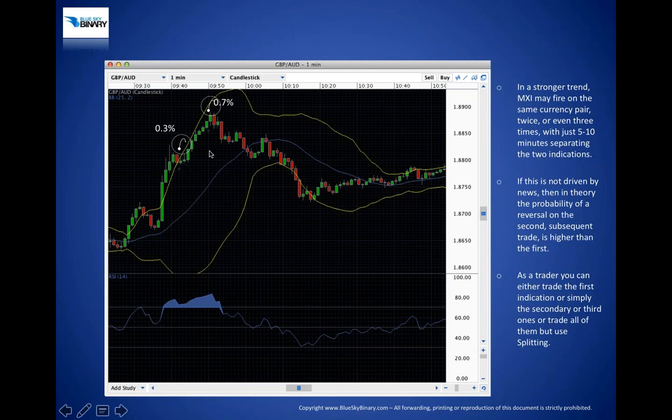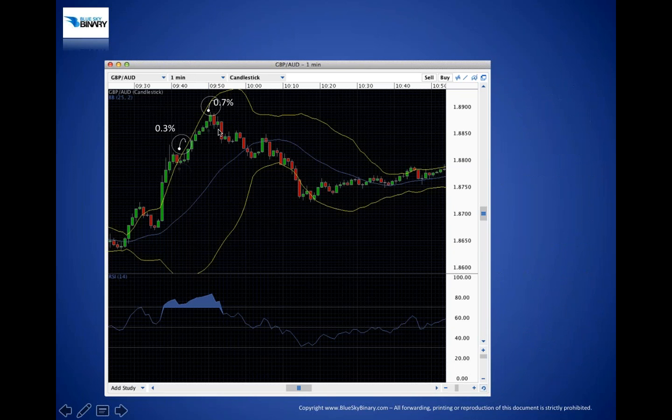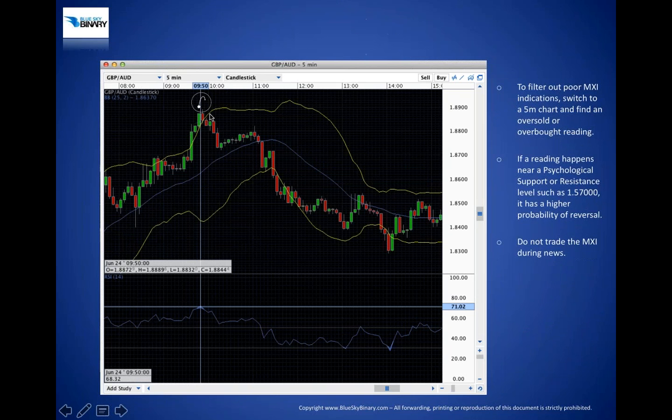But the third option is to actually do multi-time frame analysis, and that literally takes 5 seconds or less. So if an MXI fires, switch to the 5-minute chart. In this case, notice all our analysis has been pretty much ring-fenced to 1-minute charts. That's what the MXI is for. But on the 5-minute chart, you may see this.